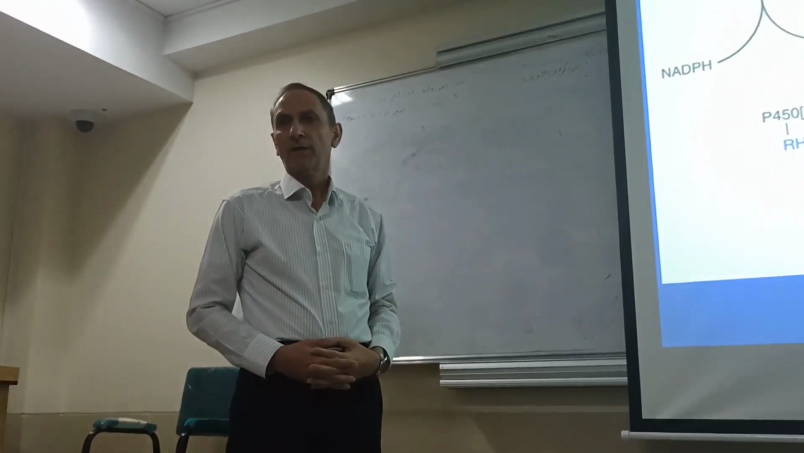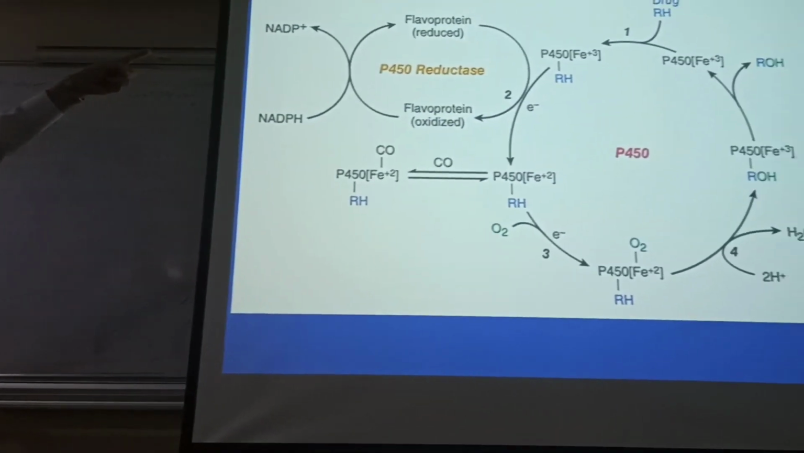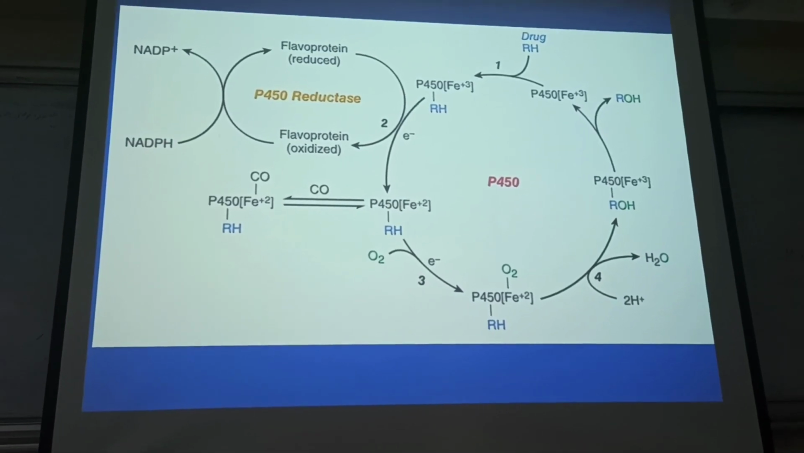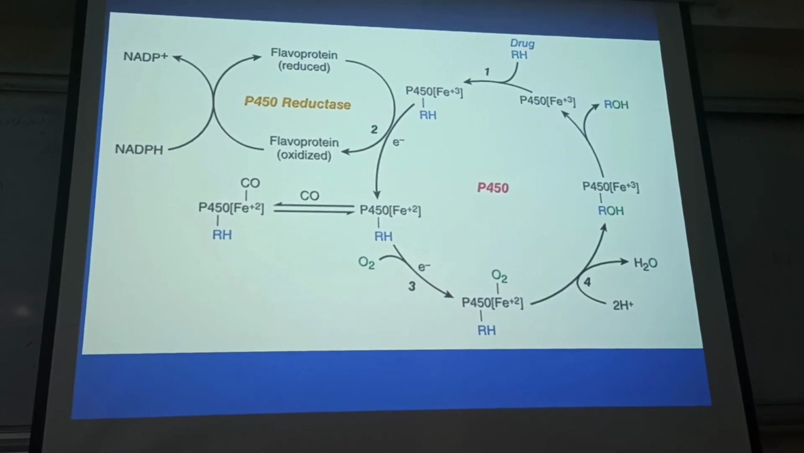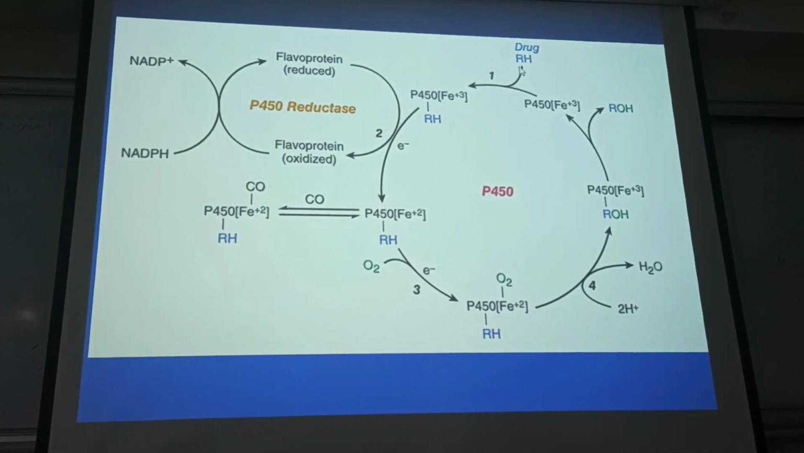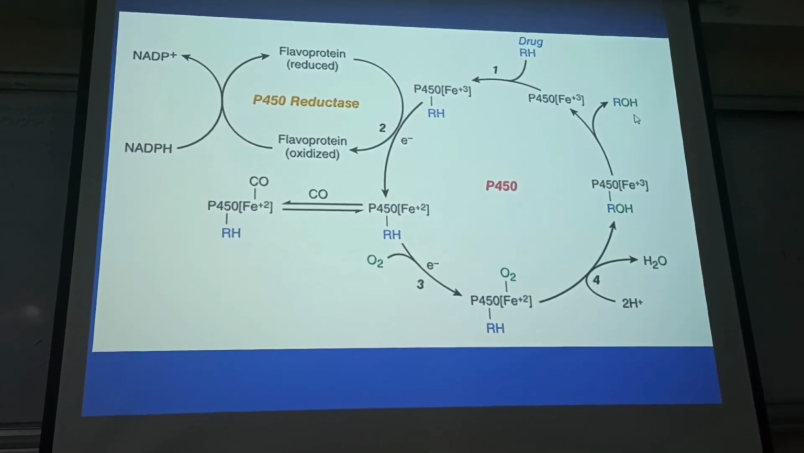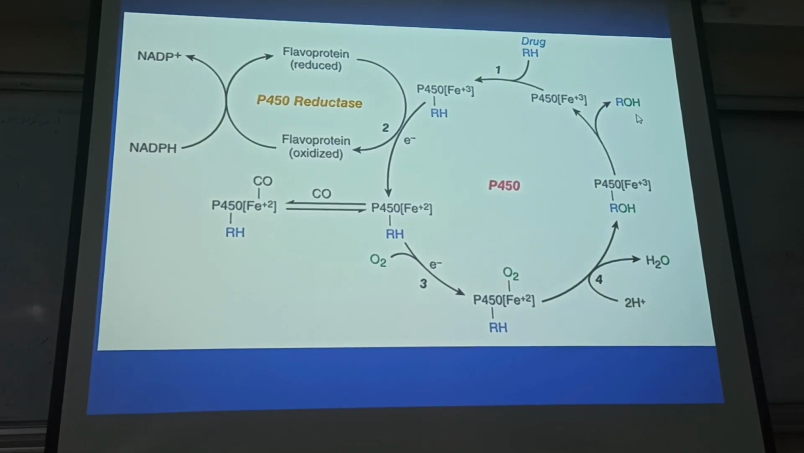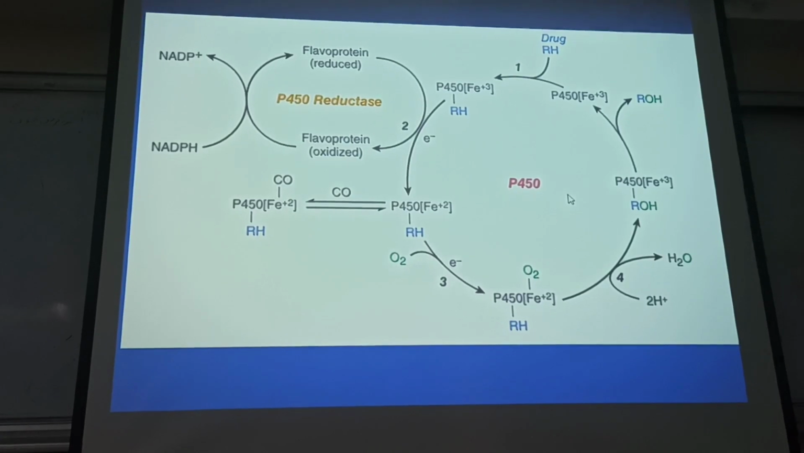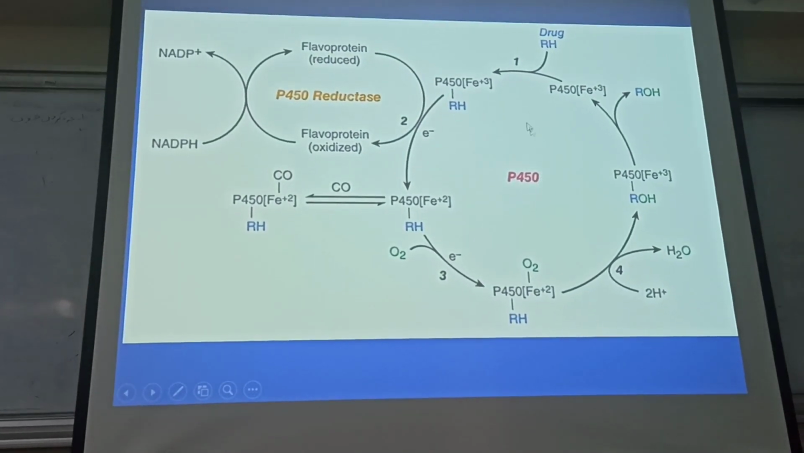In phase 1, we have polar groups. Suppose that the drug is RH at right part. We have RH here, and RH should be converted to ROH. Here we have cytochromes. You know that we have cytochrome P450 for metabolism.